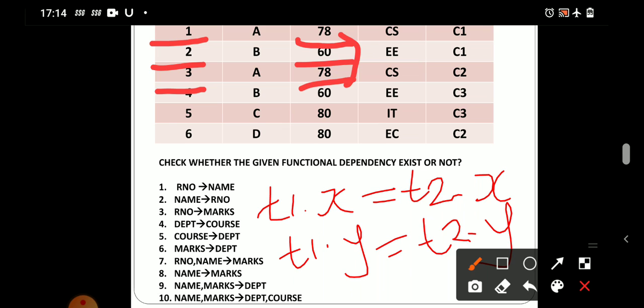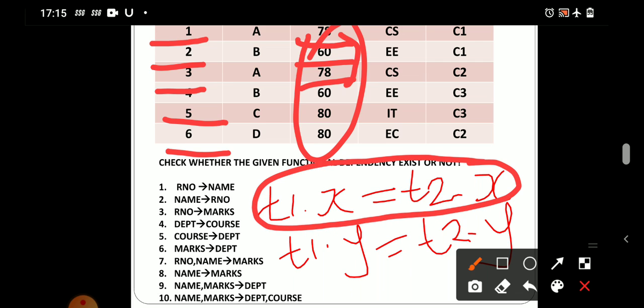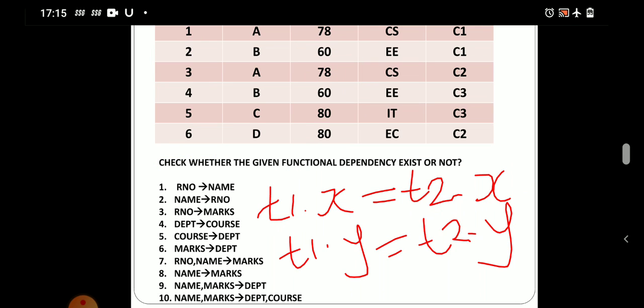Now check for other roll numbers. Roll number 5, roll number 6, all the roll numbers are unique, so there is no need to check for another value, right? Because when we check the second value, if this condition is true, then only we have to check for this condition. And here this condition is not true. Why? Because no two tuples have the same value. So there is no need to check the second condition. So we can say that the third functional dependency is also existing. Right? Now check for the fourth one.